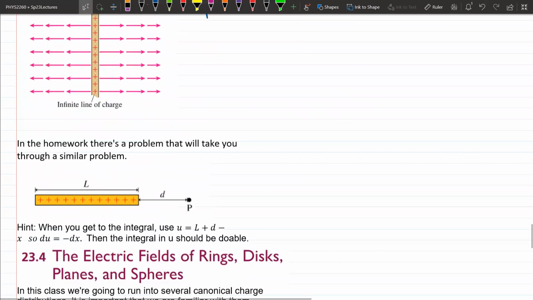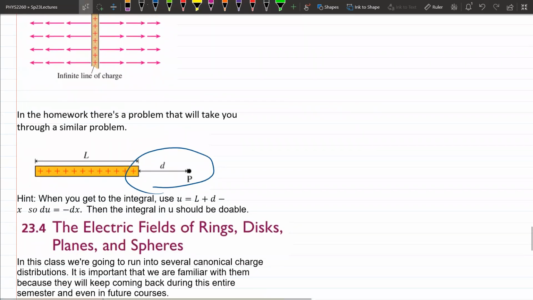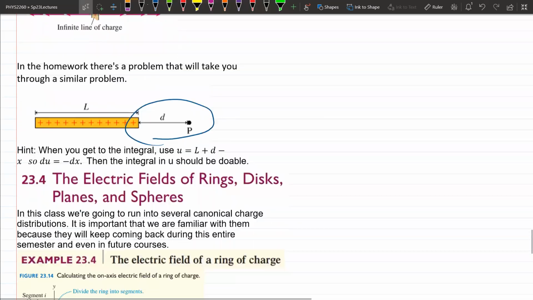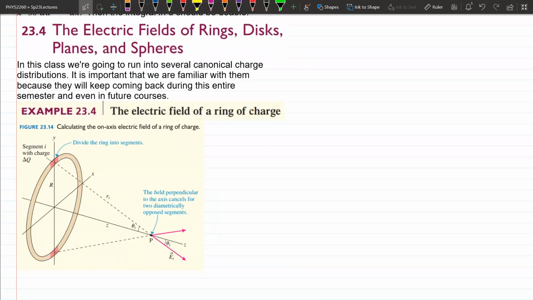In the homework, instead of dealing with the rod being vertical, you're going to have to deal with the rod being horizontal. That's just another integration technique that you're going to get to play with. We're going to see that in your homework. But before we jump into the worksheet, I want to show you this next example, which is going to help you get started on your worksheet.